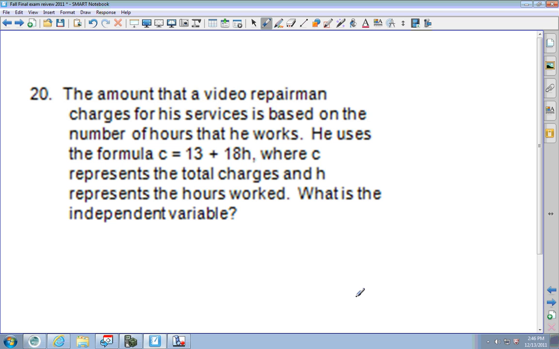Number 20. The amount that a video repairman charges for his services is based on the number of hours that he works. He uses the formula C equals 13 plus 18H, where C represents the total charges and H represents the hours worked. What is the independent variable? Independent is the X. See, now if I had rewrote that, I would have put the Y above it and the X would go here. Well, look here. The X and the H go together. What is the H? H is the hours worked. So my independent variable is going to be the number of hours.